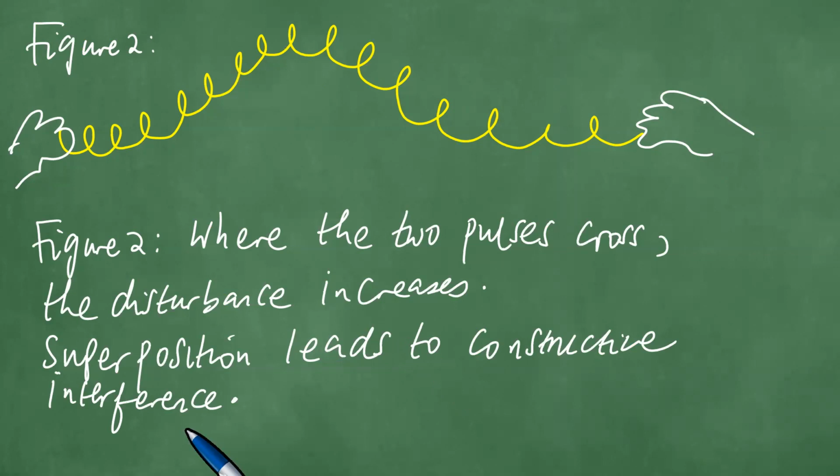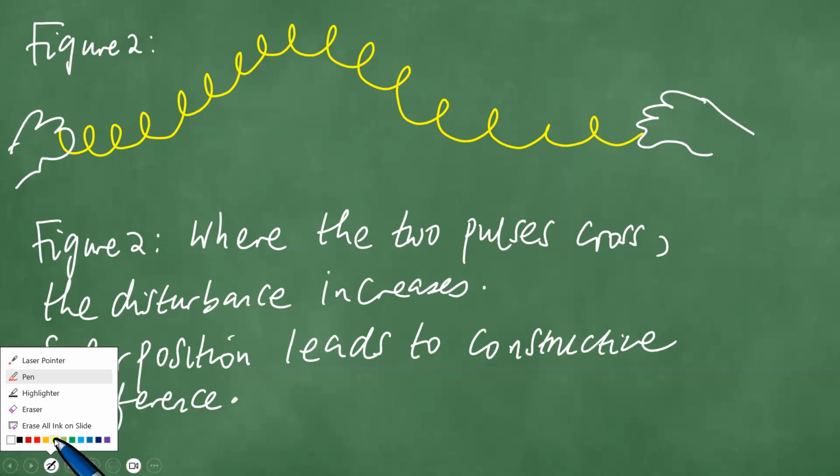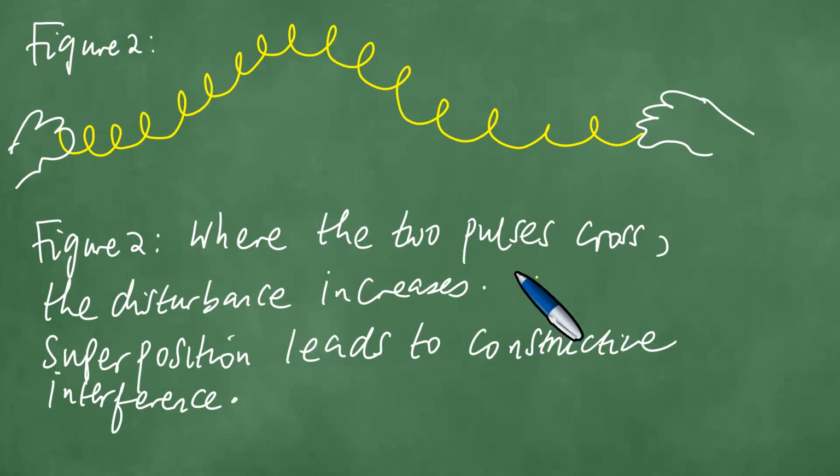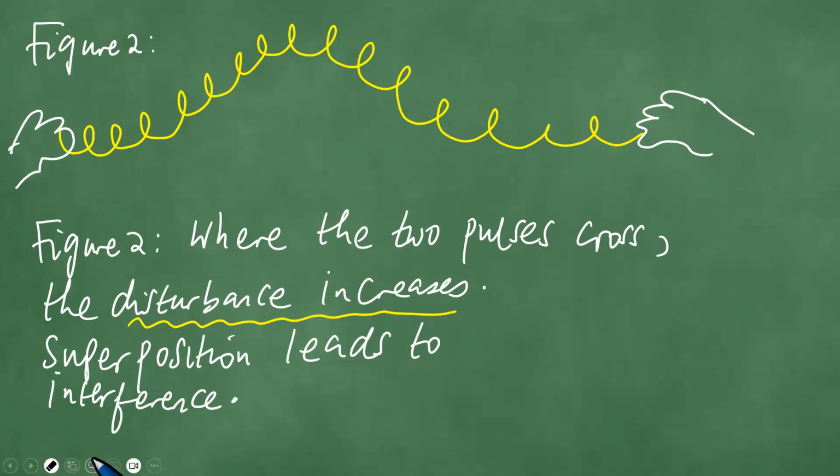Okay, so now figure 2, where the two pulses cross. When they combine, they form a big disturbance, so the disturbance increases. Superposition leads to constructive interference. Okay, so you continue. Constructive interference. Now let's look at the next one.